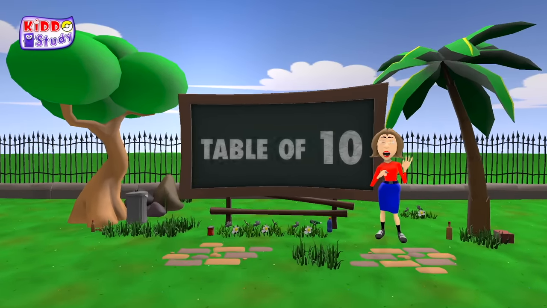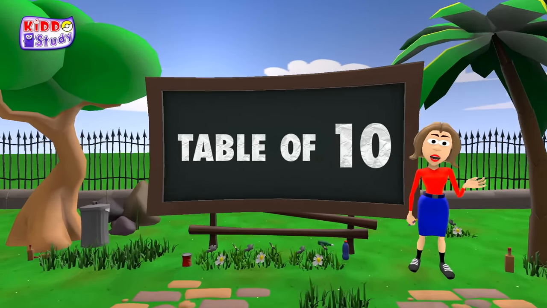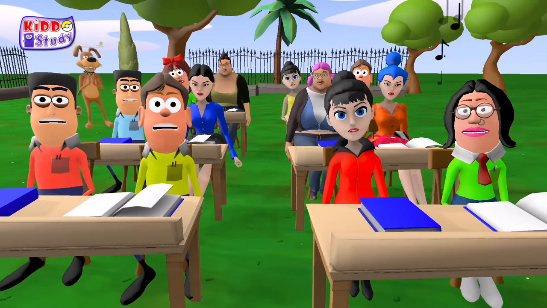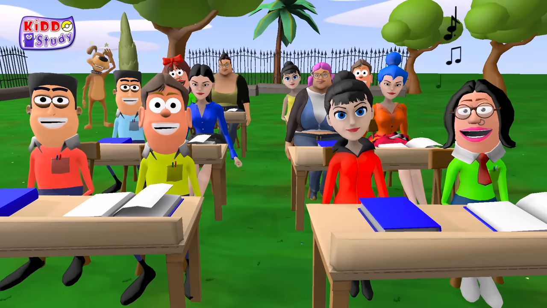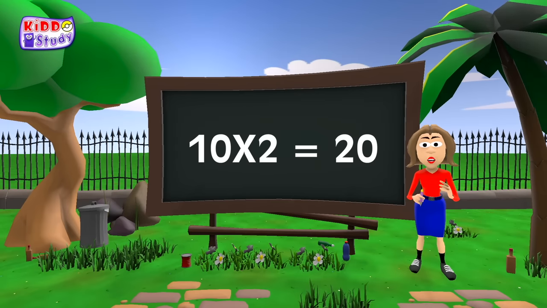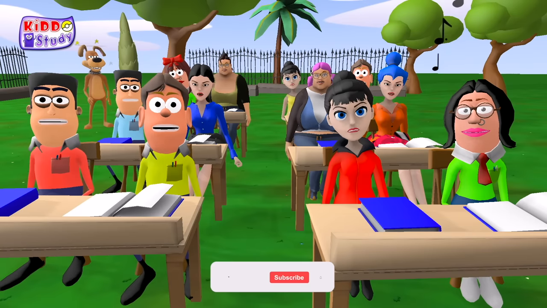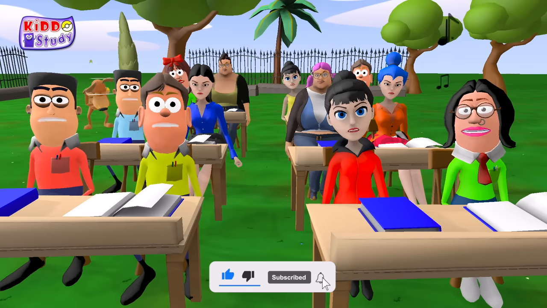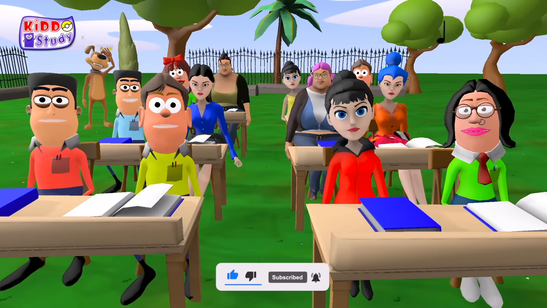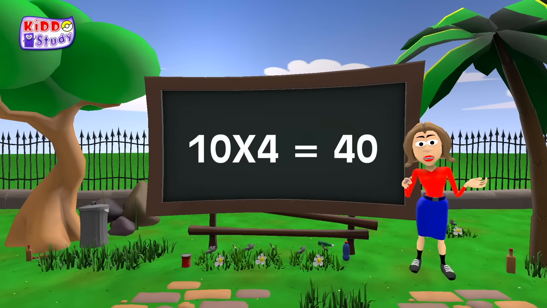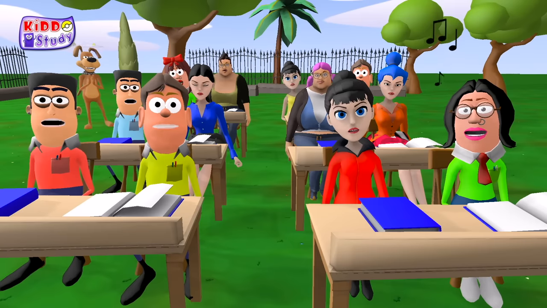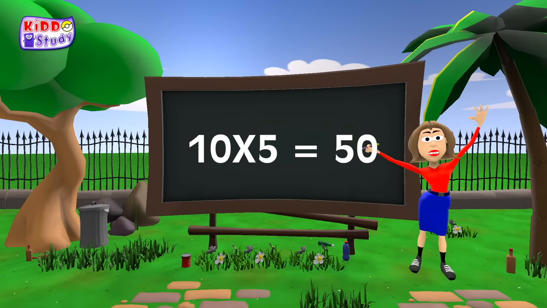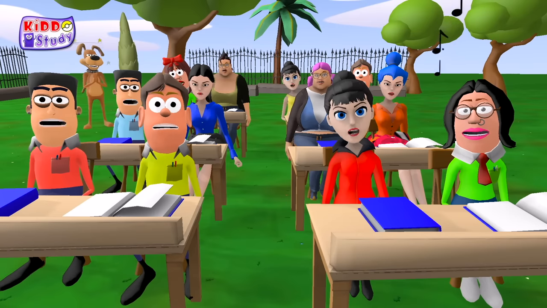Hello, children. Let's learn table of 10. 10 ones are 10. 10 twos are 20. 10 threes are 30. 10 fours are 40. 10 fives are 50.